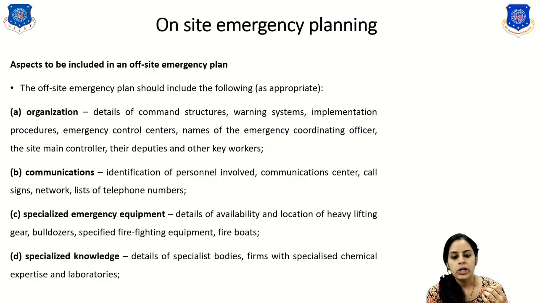So the identification of the personnel involved, communication center, call signs, network, and the list of telephone numbers. Right. The third aspect, which is specialized emergency equipment. So the details of the availability and the location of the heavy lifting gear, bulldozer, then specified firefighting equipment, fire boat and etc. Okay. The next one, which is the specialized knowledge, it means the detail of the specialist bodies, firms with specialized chemical expertise and the laboratories.